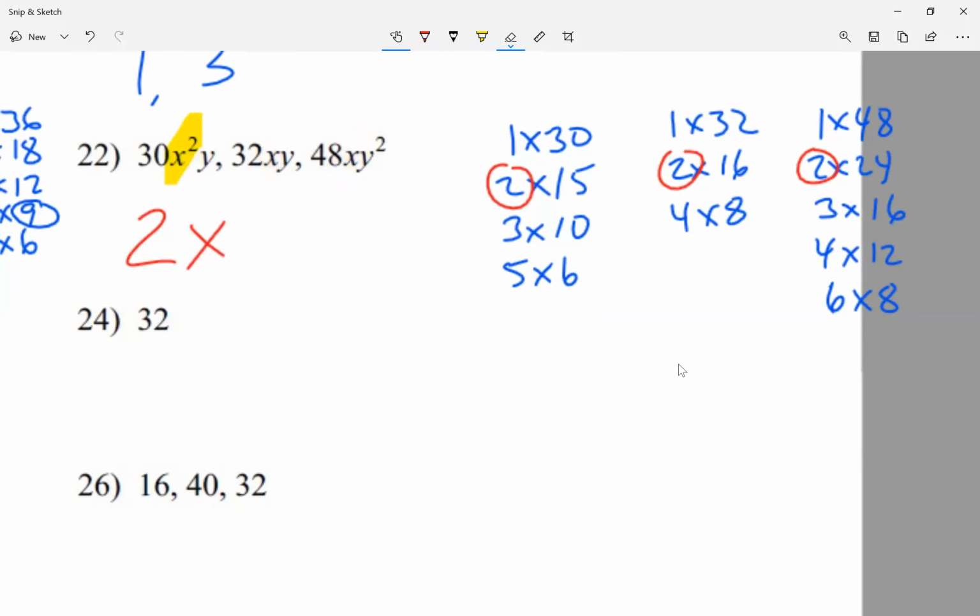All right, now let me compare Y's. They all have a Y. So in order for my answer to have a Y, they should all have a Y, okay? Now, when there's a difference, I see Y to the 1, Y to the 1, Y to the 2. It's going to be the smallest exponent. So Y to the 1, right? I'm going to use the smallest exponent. And that's it.